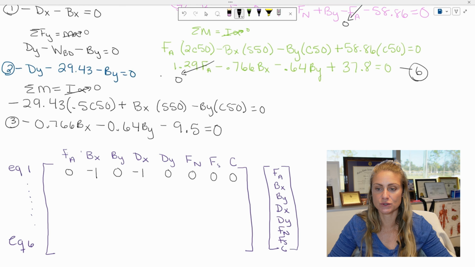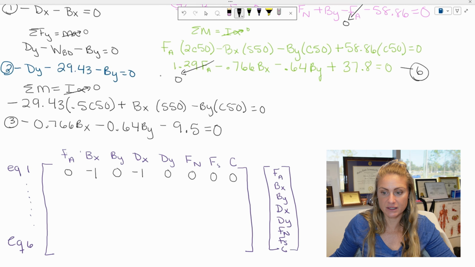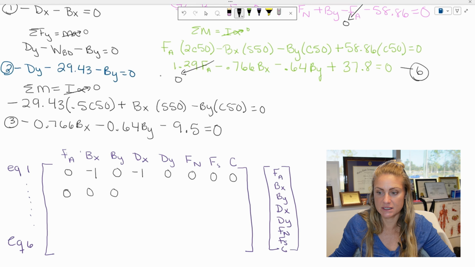Same for equation 2. Does equation 2 have FA is 0, BX 0, BY 0, DX 0. Oh no, we do have a BY. Did you see that? It snuck in. Take a look here. So we do have a BY. So we have a negative 1 BY. Then we have DY as negative 1. No FN, no FS, but we do have a constant.